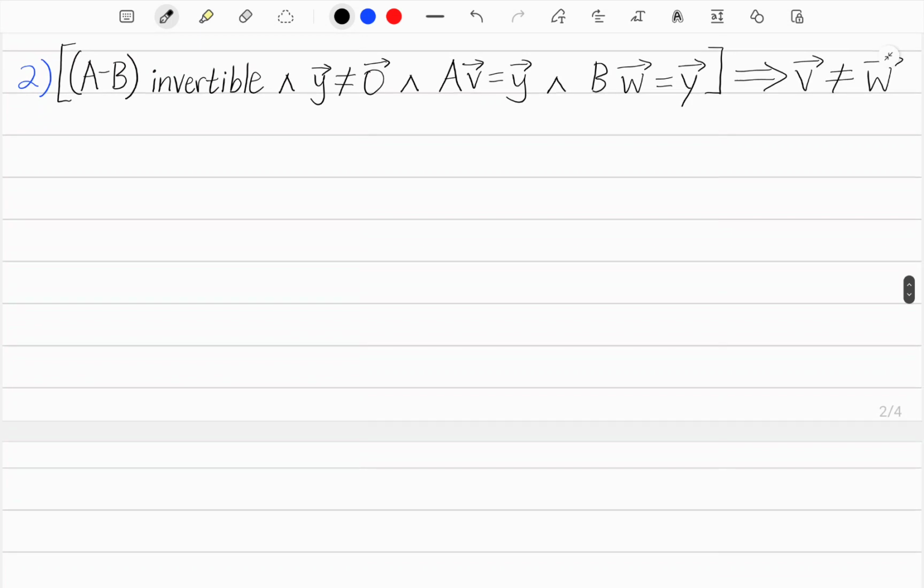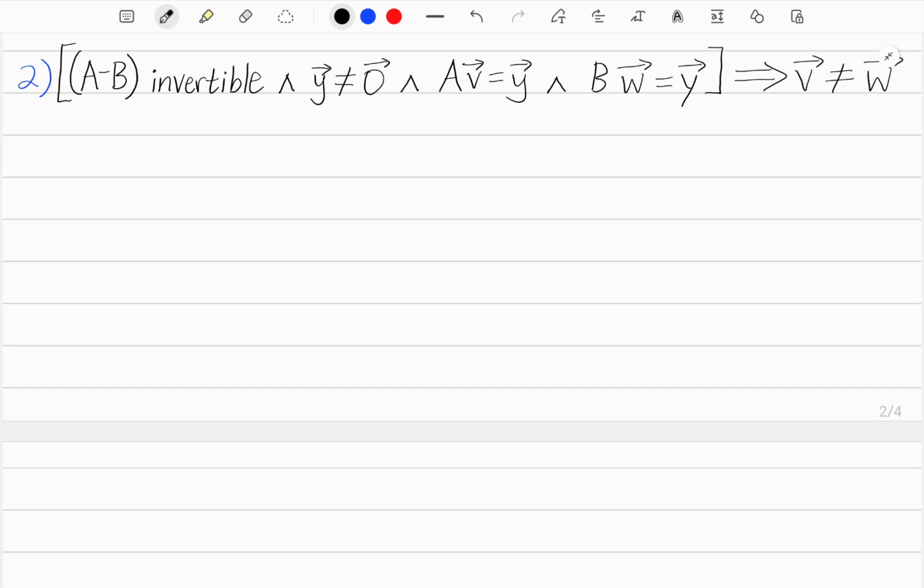Next, we have, given that A minus B is invertible, where A and B are square matrices, so their difference is also a square matrix, and only square matrices are invertible. Not every square matrix is invertible, but in order for a matrix to be invertible, it has to be square. So A and B are both square matrices of dimension, let's say, n.